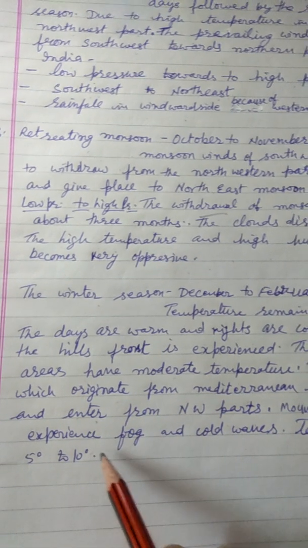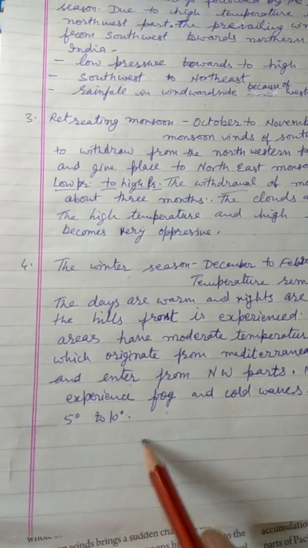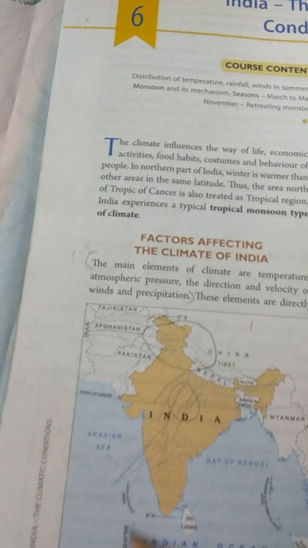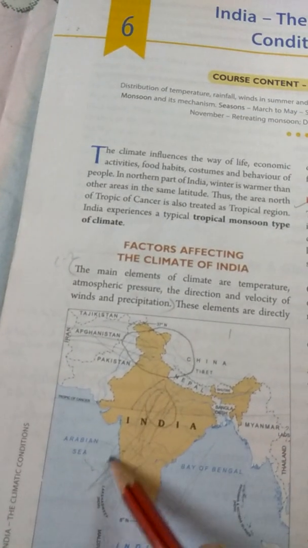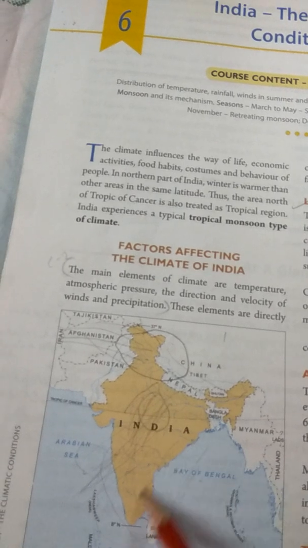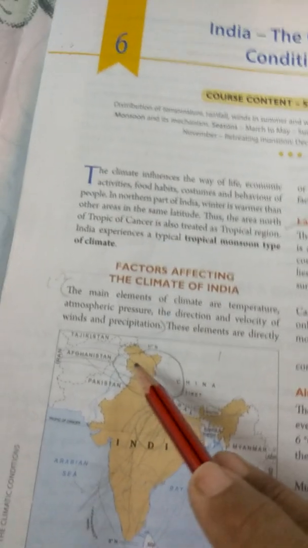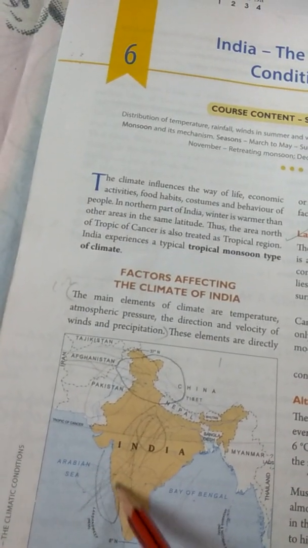In some places there is fog and cold, usually 5 to 10 degrees Celsius. But in the southern part they experience a moderate type of climate most of the year, in the coastal area.